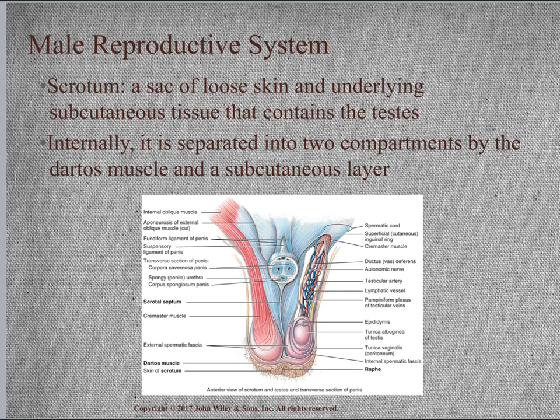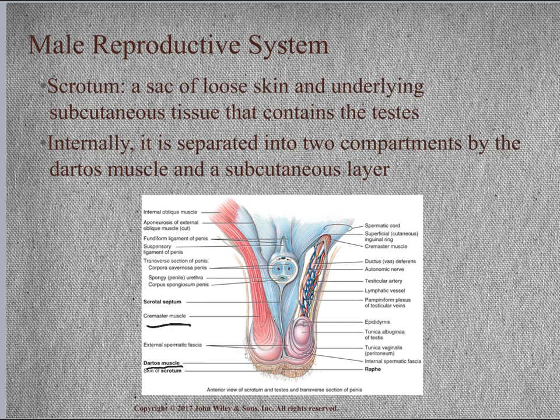So the scrotum is going to serve a regulatory function, regulating temperature. How does it do it? Well, with two different muscles. The first is the cremaster, the second is the dartos. And these muscles work in conjunction with the skin of the scrotum. So how does it work?